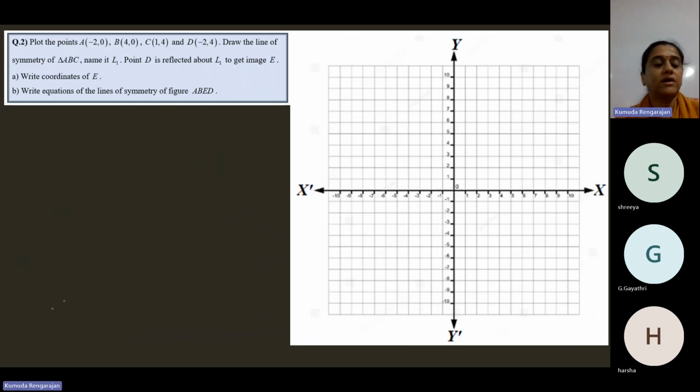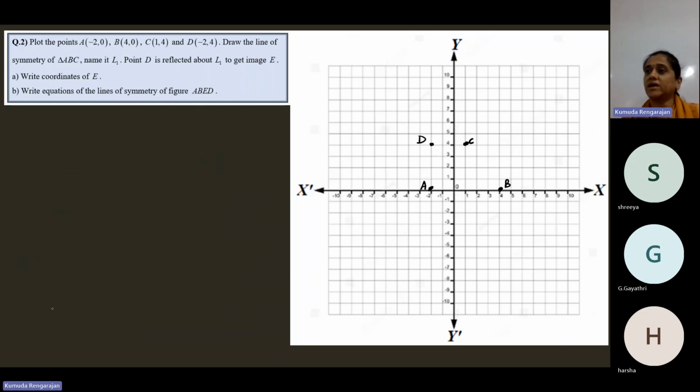Plot the points. A is -2, 0. Here, A. B is 4, 0. This is B, 4, 0. Look at the board. C is 1, 4. D is -2, 4. D. Okay, so done plotting.